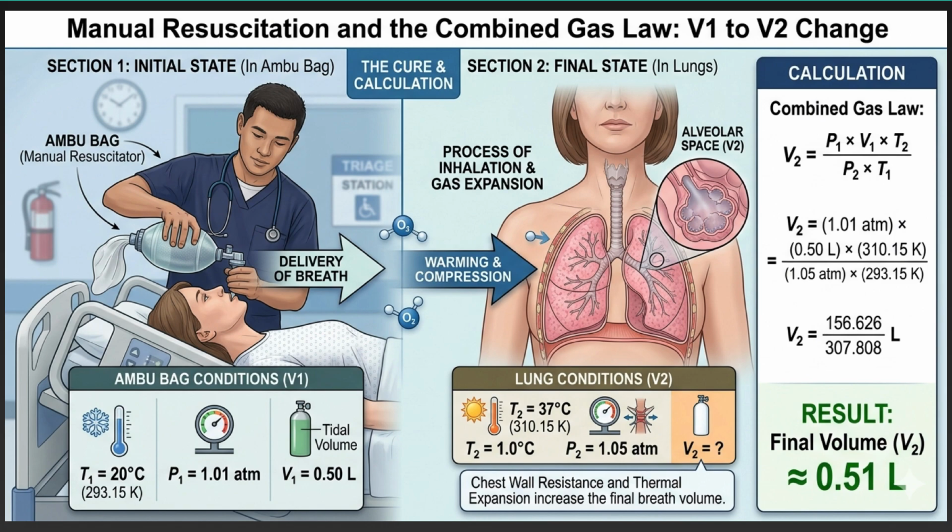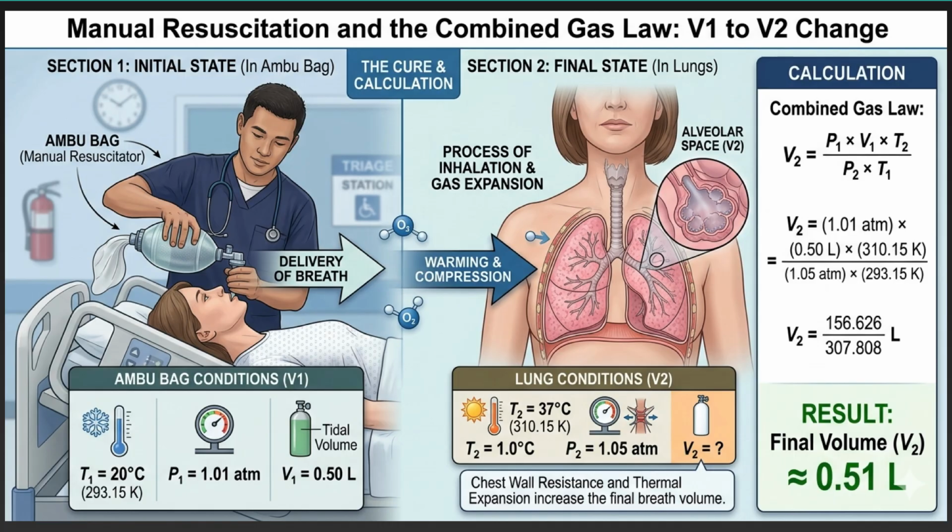Now, what happens is that the gas undergoes a transition in both temperature and pressure, and we want to calculate the final volume. The oxygen gas in this Ambu bag is transferred to the patient. The patient has a temperature of 37 degrees Celsius. That's body temperature. The pressure in the patient is 1.05 atmospheres due to chest wall resistance. And so we want to calculate what is the volume of that gas that's placed into the patient.